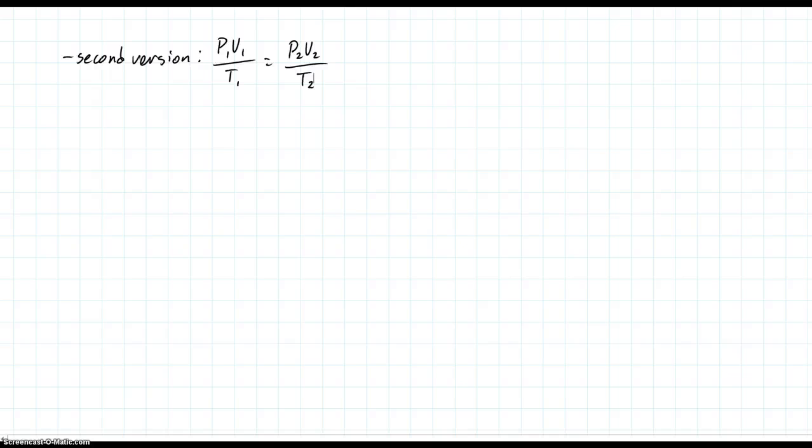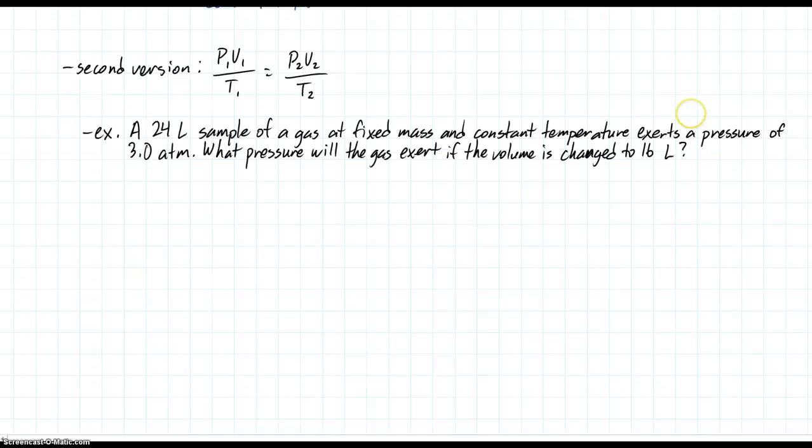The second version of the combined gas law states that P1 V1 over T1 equals P2 V2 over T2. And so, similar to the first version, we're dealing with a situation where at least two of these quantities are changing. We're going to use the second version whenever we have quantitative information about the pressure, volume, and or temperature that we're dealing with. An example of a problem using the second version of the combined gas law is shown here.